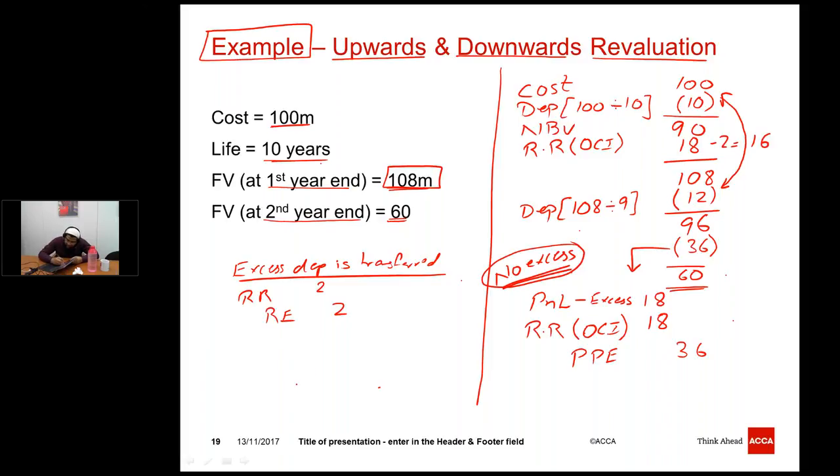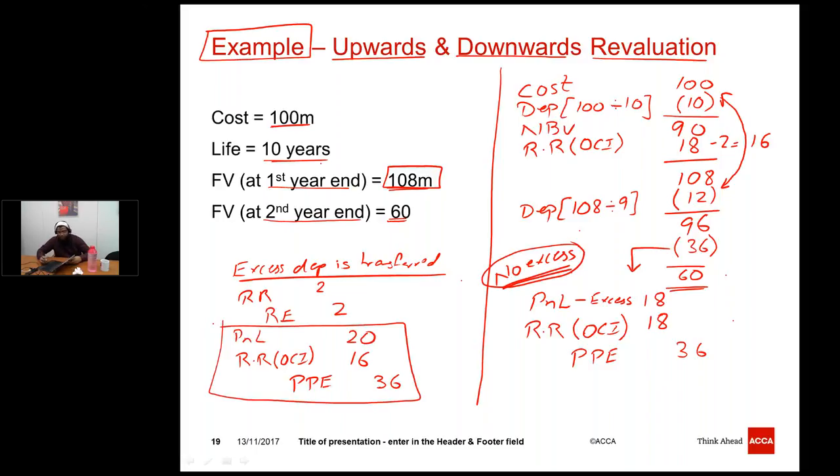So the entry would become property, plant and equipment credit by 36, revaluation reserve through OCI debit by 16, and the excess being recorded in P&L by 20. So this is the entry if we are transferring the excess depreciation, and that is the entry if we are not transferring the depreciation.